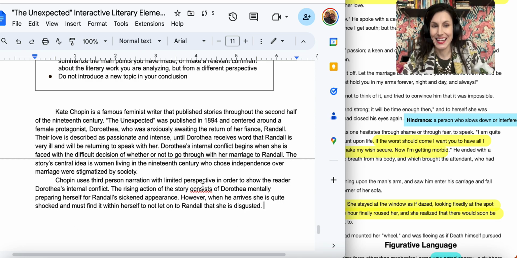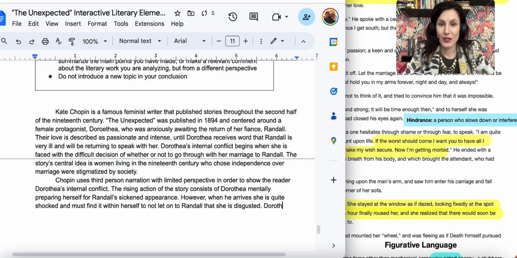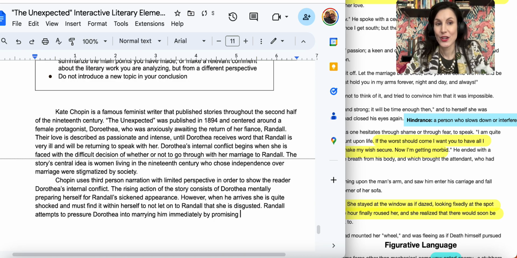All right, then we could say, so our thesis is how women who chose independence were stigmatized. So we can say Dorothea's stigmatizable situation. No. Dorothea, we'll say, Randall attempts to pressure Dorothea into marrying him immediately by promising her all his wealth if he were to die after they wed.